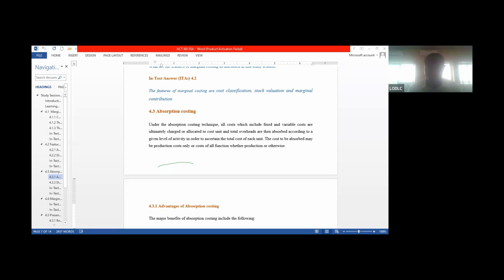So in short, I can say that absorption costing is also known as full costing. Do you understand? So why is it the full costing?